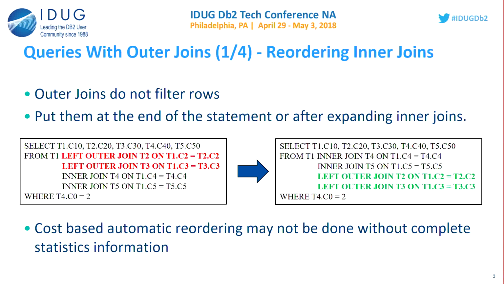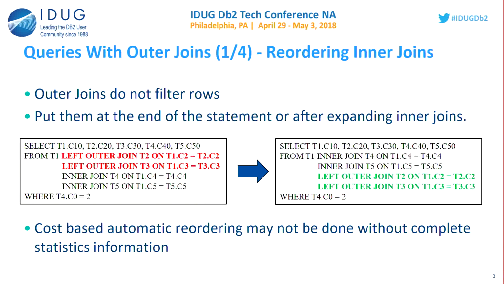And on the right-hand side, you can see that we've reordered and pushed the inner joins before the left outer joins. And that's the recommendation that I would give you. If you have a mix of inner joins and outer joins, unless the inner join is an expanding join, try to put the inner joins first and leave the left outer joins at the end of the query. We do this inside of Db2.